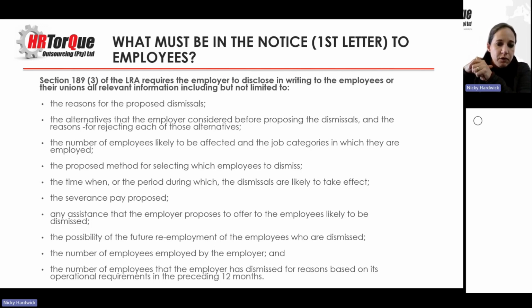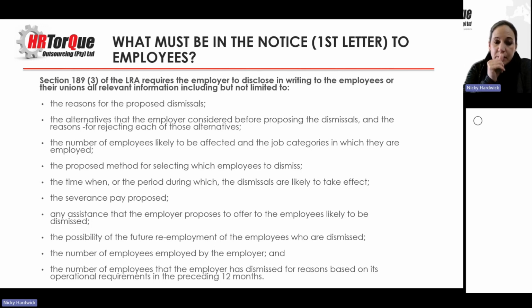Possibility of future re-employment. That's a big question that often comes up: people will say, do we have to re-employ the people if we've terminated them for retrenchment? So the answer is no. What you do need to do is give a time frame that says, if positions become available within, let's say, 6 months, we will advise you, and you have the ability to apply for the position. You may have an added advantage because you were here, but you will be in the running for that position.